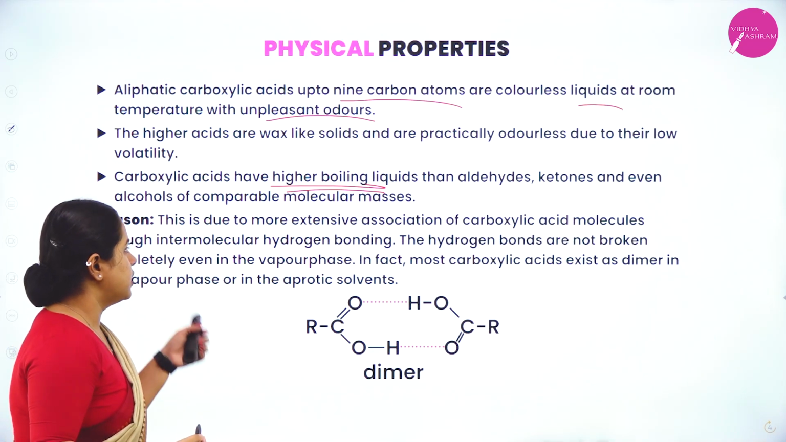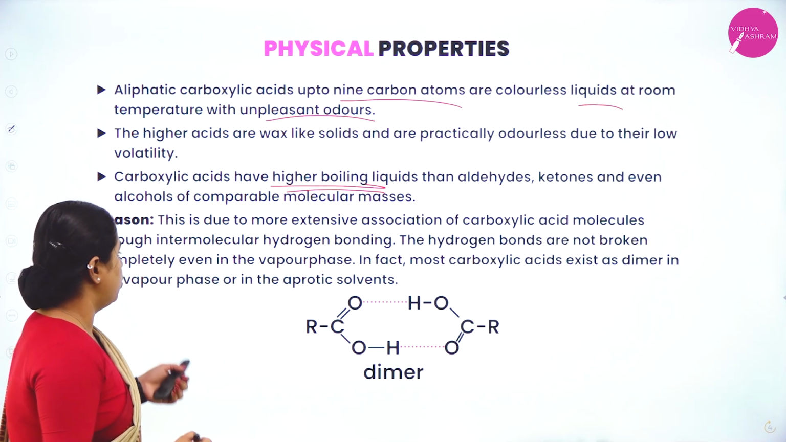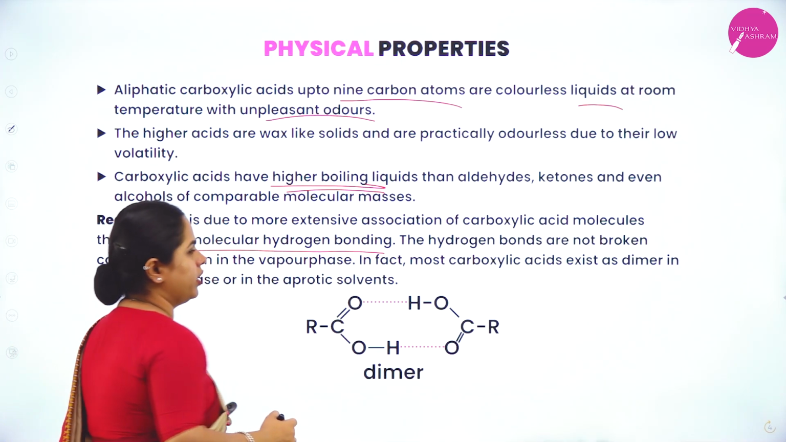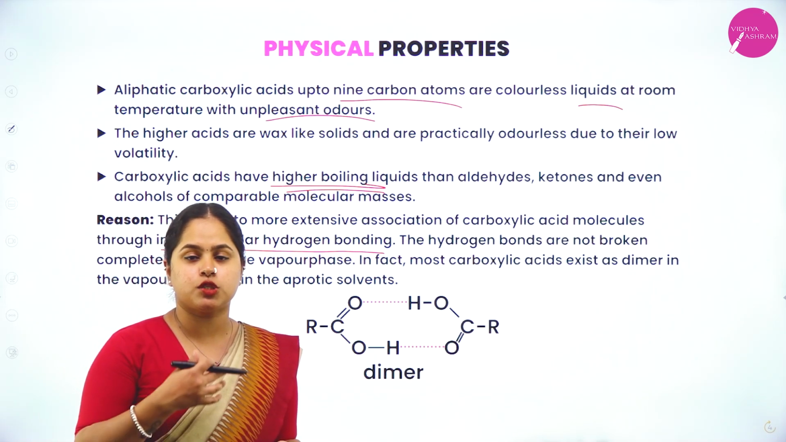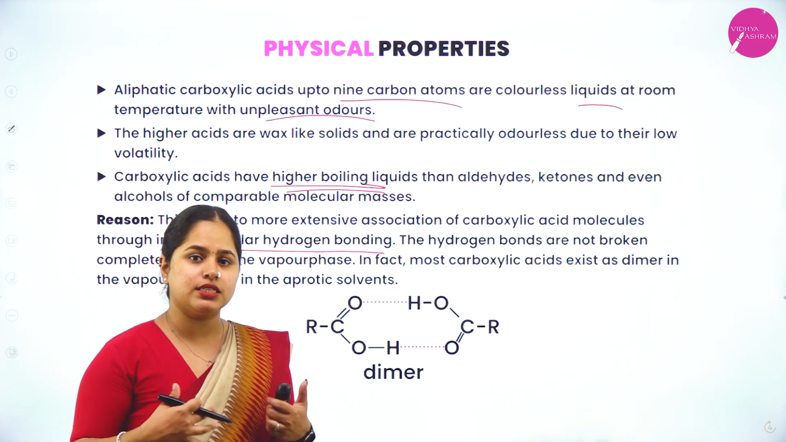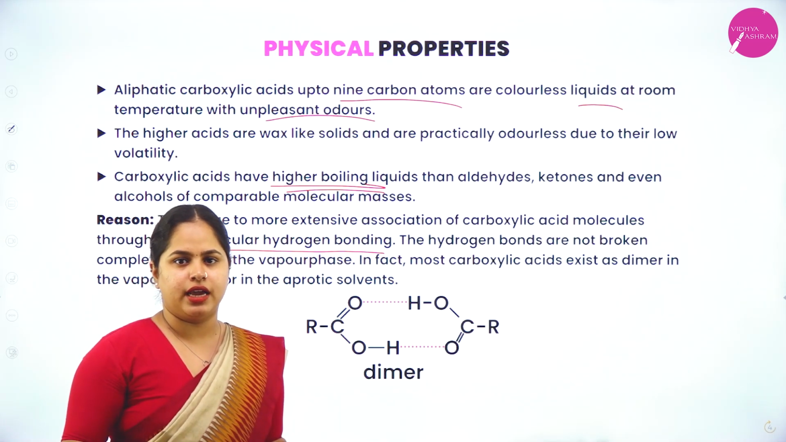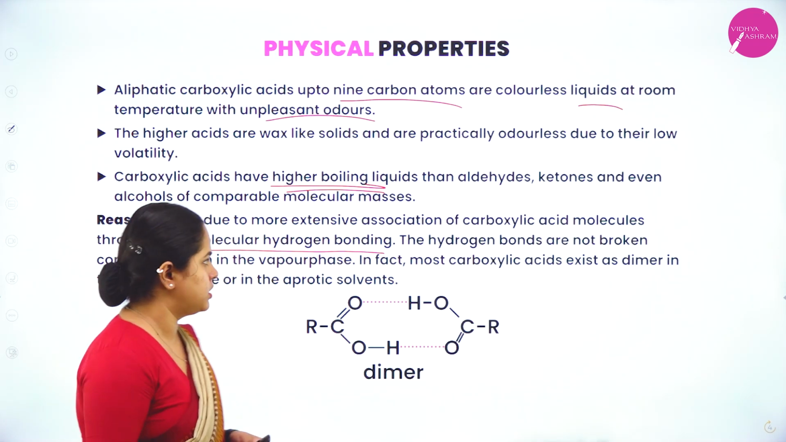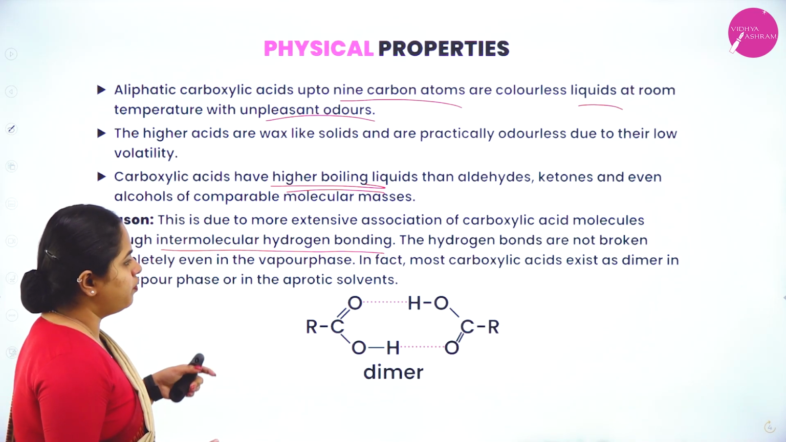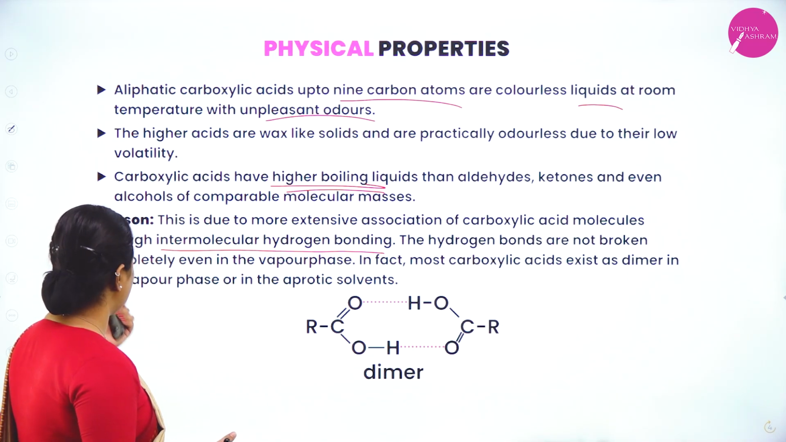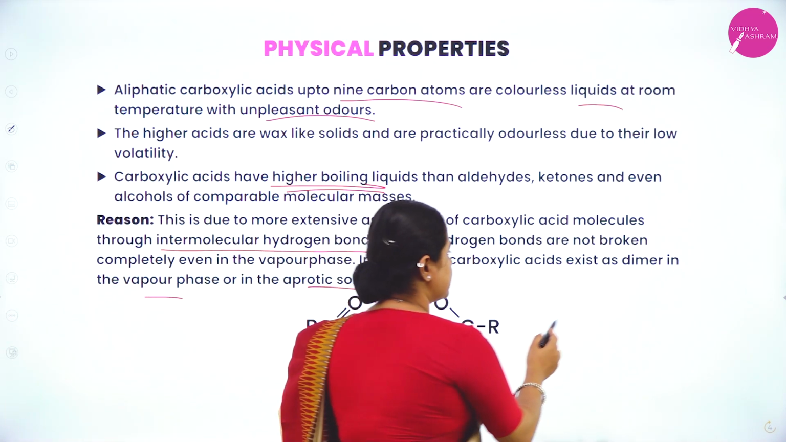Now why is that? It is due to more extensive association of carboxylic acid molecules through intermolecular hydrogen bonding. Because of the more extensive intermolecular hydrogen bonding present in carboxylic acid, it has a higher boiling point than corresponding aldehydes and ketones of comparable molecular mass. The hydrogen bonds are not broken completely even in the vapor phase. In fact, most carboxylic acids exist as dimers in the vapor phase or in aprotic solvents.